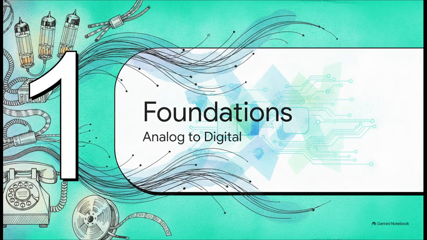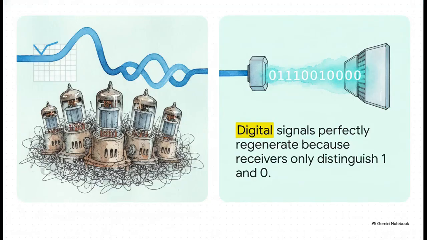All right, let's get into Section 1, Foundations, Analog to Digital. Early telecom engineers faced a massive hurdle because analog signals degrade continuously over distance. Think about it like a game of telephone. Every amplifier in the chain doesn't just boost the good signal, it amplifies all the accumulated background noise right along with it. Digital signals fundamentally solve this issue.